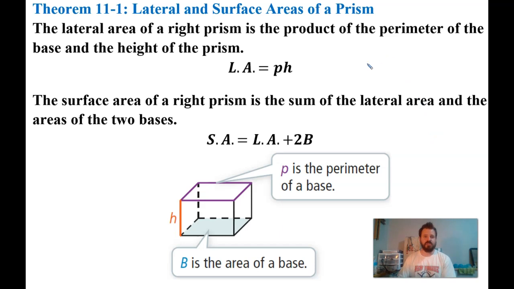We have formulas for the lateral area, which we'll say is LA, and surface area, which we'll say is SA. The lateral area, I'm going to say, is the product of the perimeter of the base and the height of the prism. We'll just write that as LA equals P times H. And then surface area is the sum of the lateral area and the area of the two bases. So surface area equals lateral area plus 2B. Okay, let's go ahead and use that in a problem here.